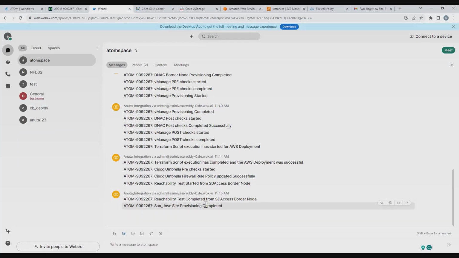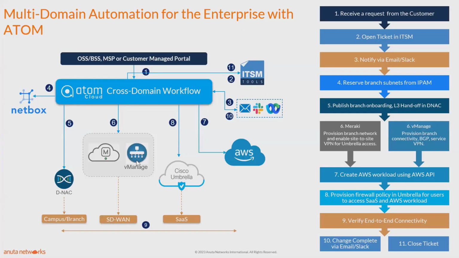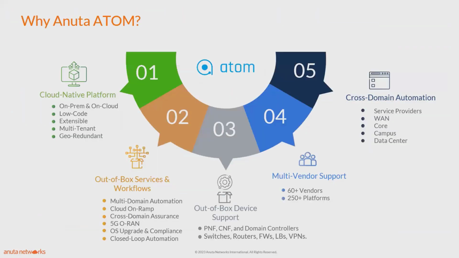To summarize this, Atom's value addition in this cross-domain automation use case is that it provides complete end-to-end automation for the SD Access branch onboarding process involving integration with multiple systems, branch network configurations, SD-WAN edge configuration, and pre- and post-check verifications. Also, Atom delivers end-to-end automation for multi-vendor, multi-domain networks. It has significant out-of-box support and the flexibility to deploy on premises or in the cloud.